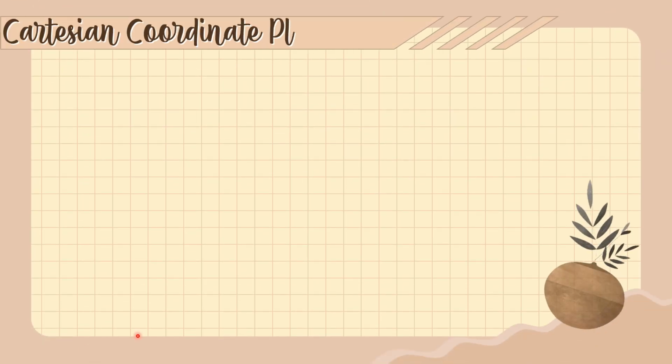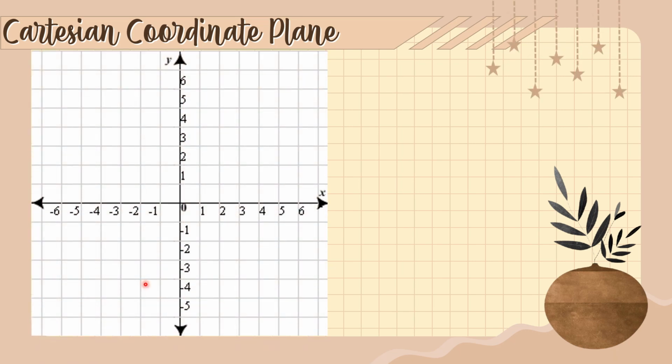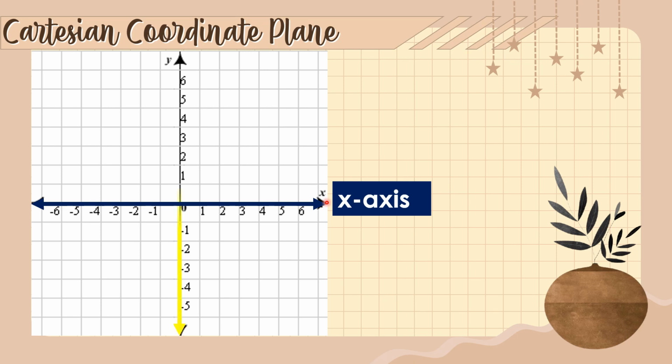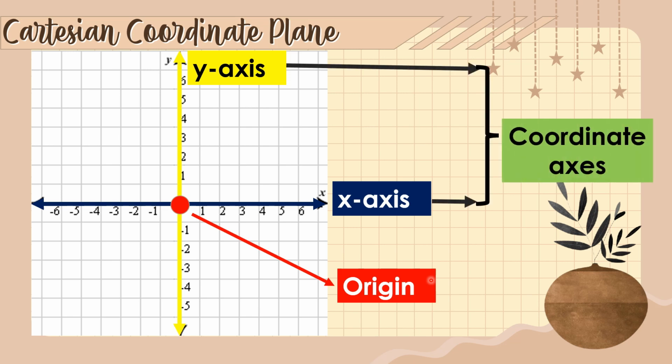Okay, now let's know more about the Cartesian coordinate plane. I have here a picture, and this is an example of a Cartesian coordinate plane. Now, this line here, the horizontal one, is called the x-axis. And the vertical number line, the one in yellow, is called the y-axis. And the red dot, the point of intersection of the x-axis and y-axis, is called the origin. The y-axis and x-axis are together called the coordinate axes.